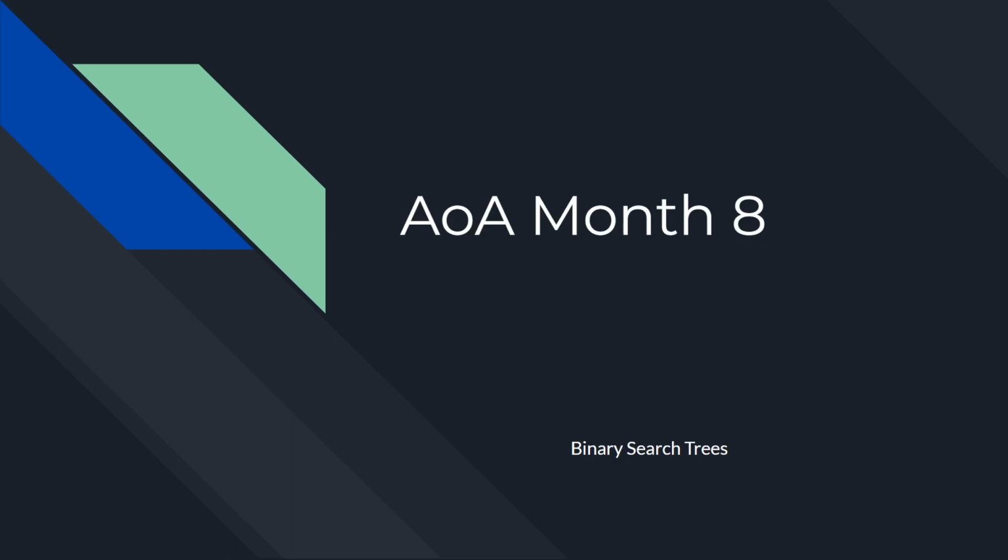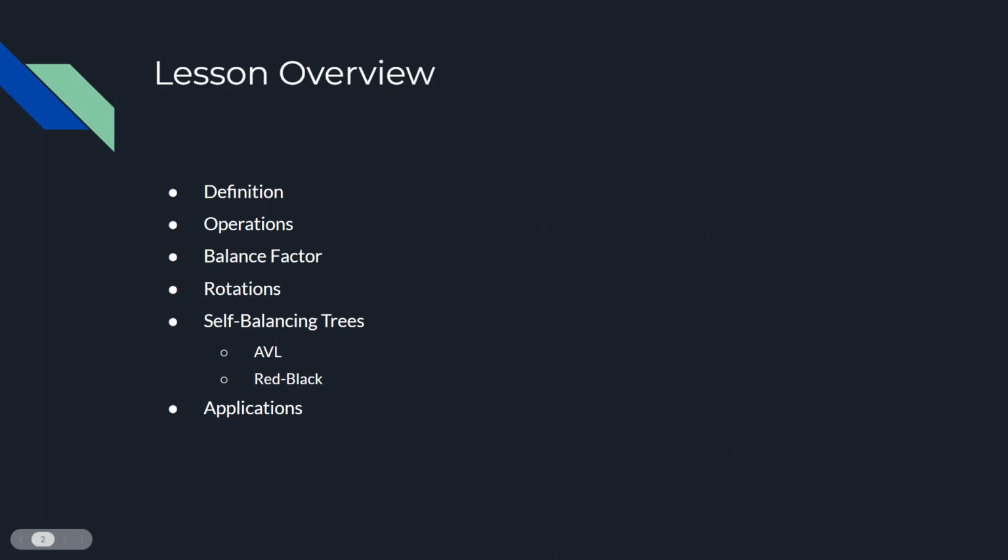Hi everyone, and welcome back to our AOA Month 8, where we'll be talking about binary search trees. As a brief lesson overview, first we'll be talking about definitions, some operations in binary search trees, what a balance factor is, how to balance using rotations, some examples of self-balancing trees such as AVL trees and red-black trees, and finally the applications of using these trees.